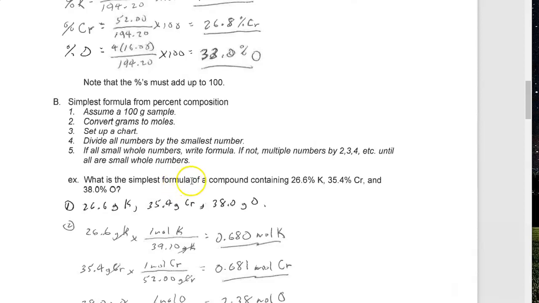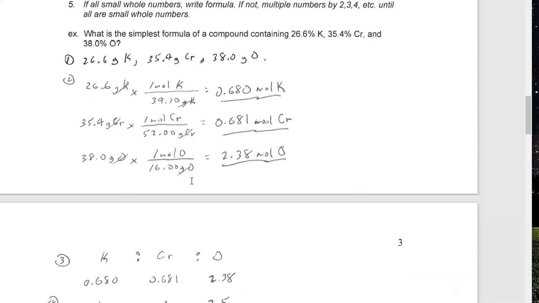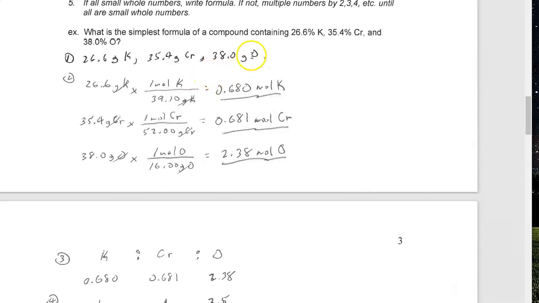So what is the simplest formula of a compound containing 26.6% by mass potassium, 35.4% by mass chromium, and 38.0% by mass oxygen? Okay, so what's our first step? Well, we're going to assume a 100-gram sample.